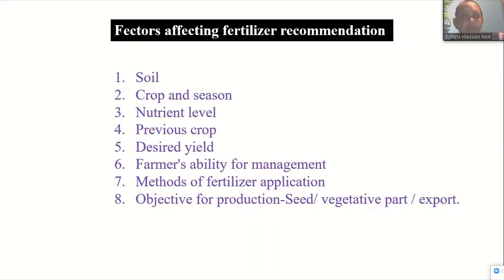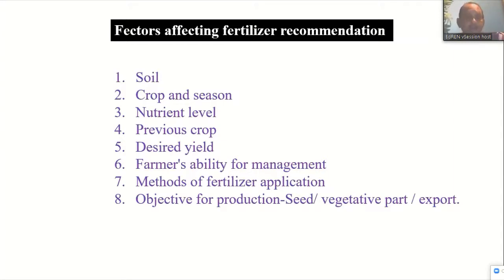For example, I already told you, if it is some kind of native variety with a low yield goal, that is a different case from a high yield goal with hybrid crops. That means this should also be considered for the fertilizer recommendation. Nutrient level in the field, previous crop: if some residue of fertilizer from the previous crop is carried over, we can reduce the fertilizer recommendation for the present crop.